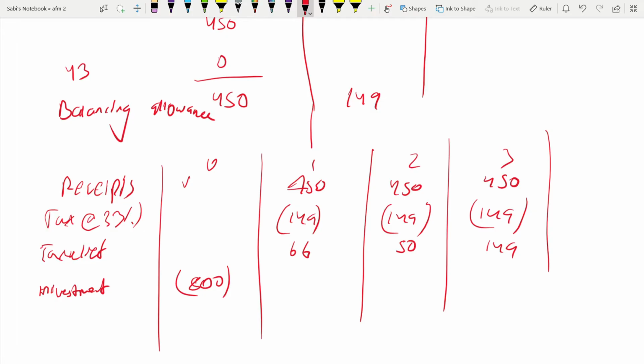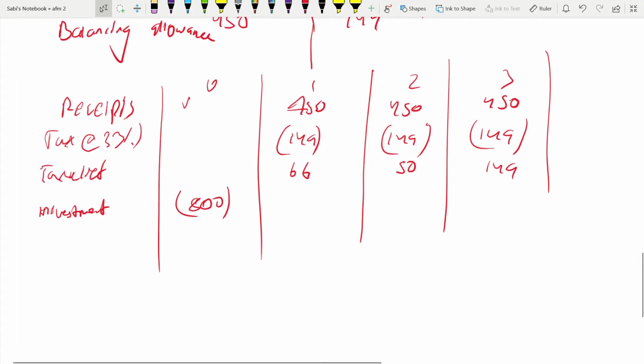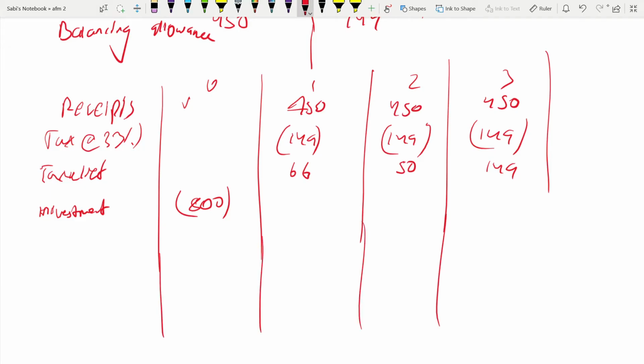You see, wherever you have to put this table, always start with the working first because it will take more time. Once that is correct, putting it in this table is nothing. It will just take 1 or 2 minutes entering the figures.